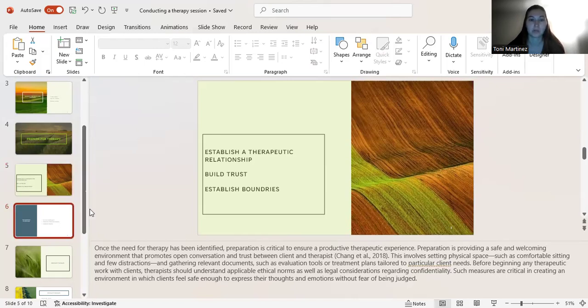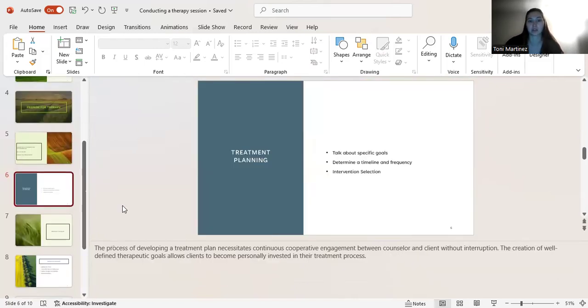So, moving along here, we can also add in treatment planning. The process of developing a treatment plan really comes from continuous cooperative engagement between a counselor and client without interruption. The creation of well-defined therapeutic goals allows clients to become personally invested in their treatment plan. So we want to make sure that our clients do feel invested, that they are feeling like they are part of the treatment planning when it comes to preparing for the therapy.